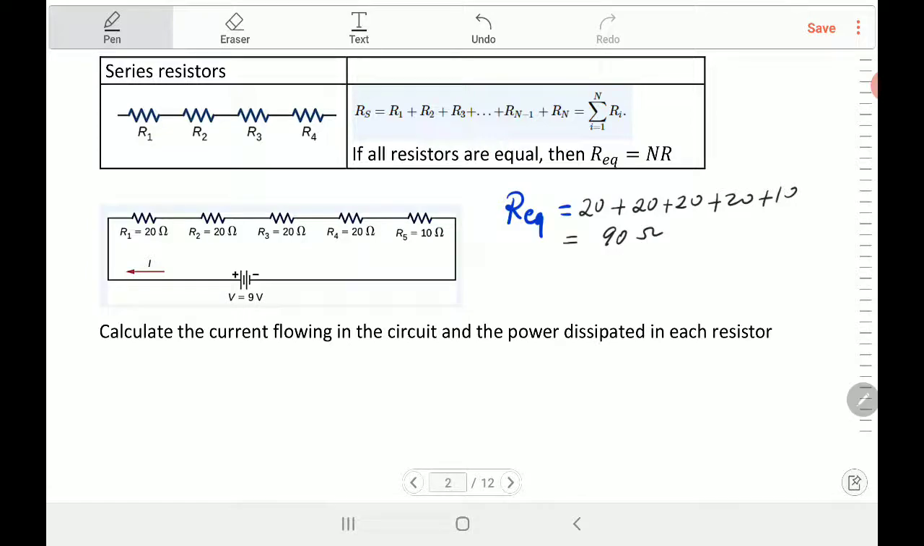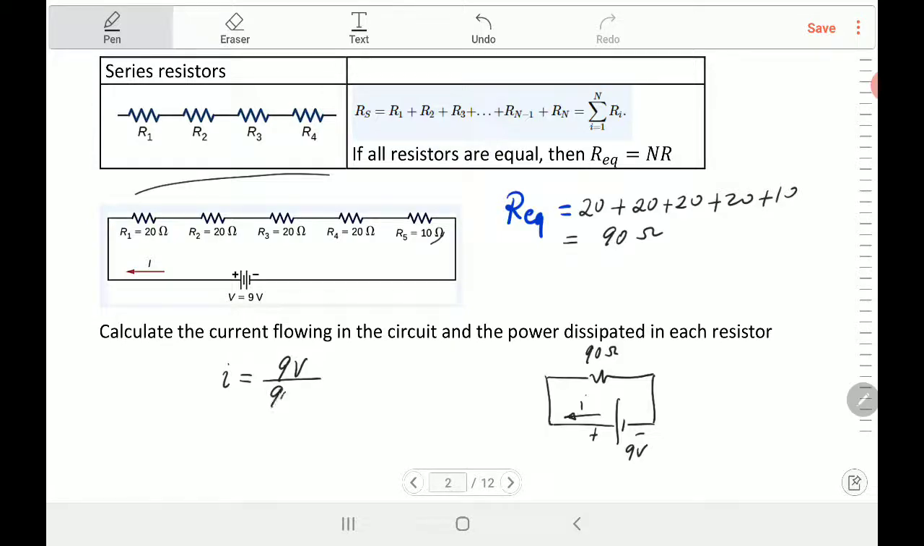Then if you want to calculate the current, you can replace the whole resistance by only one resistance, which is the equivalent 90 ohm, and the voltage source 9 volt, that's the plus, the minus, so the current will be in this direction. The current in this circuit will be equal to the voltage supply, 9 volts, divided by the total resistance 90 ohm, which is equal to 0.1 ampere.